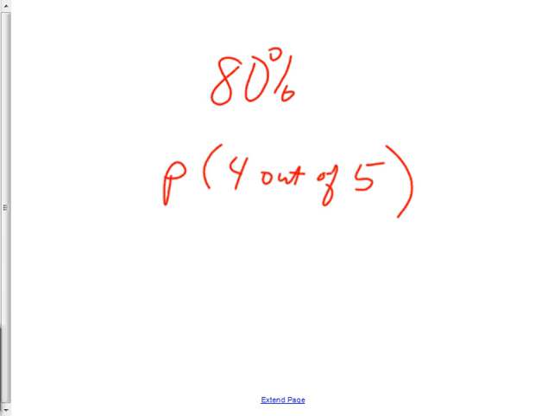Now, there's a way to do this with a tree, but it would take you approximately an hour and a half. So don't use a tree. Yes. Is it exactly 4 out of 5 or at least 4? Good question. I said 4 out of 5. If I had said at least 4 out of 5, you would have had to do 4 out of 5 and 5 out of 5 and then add them together. But I didn't. I just said probability of 4 out of 5 being made.